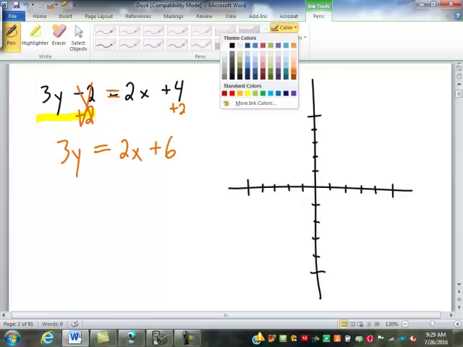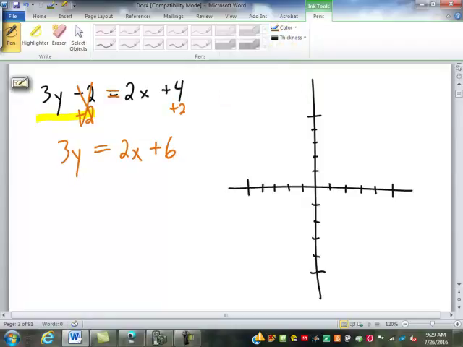What's the next step? Divide by 3. When we divide or multiply, we have to do it to every piece on each side. So we divide this to cancel out the 3, gives us y. On this side, 2x has to be divided by 3, which will give us 2 over 3, or 2/3 x. And the 6 also has to be divided by 3 to give us 2. So we're going to start at 2, and from there we're going to go up 2 more and over 3.